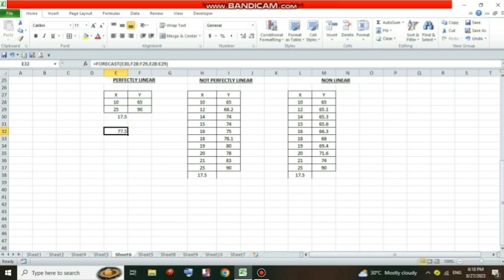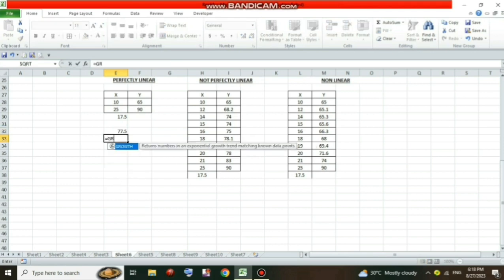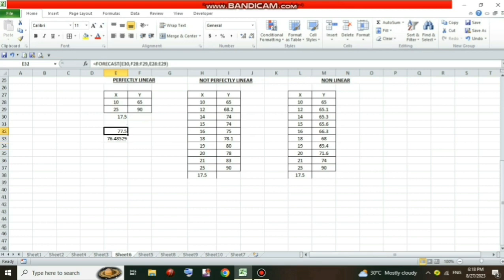So 77.5 we have got using forecast. Let me try to find it out using the growth formula. Growth: known y values are this, known x values are this, and the new x value is this. Let me close the bracket. Here they're asking for a constant, but let me just enter it. So 76.48. You can see there is a slight difference. So we have found it out using forecast, and using growth.